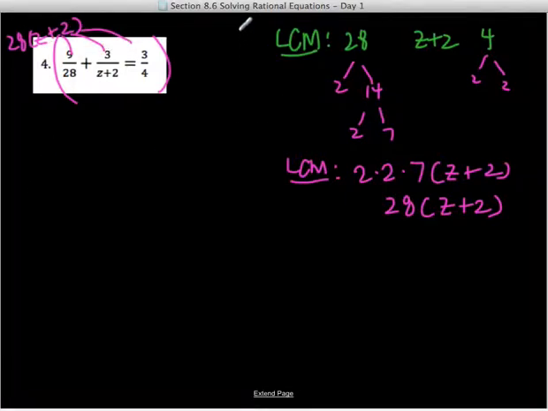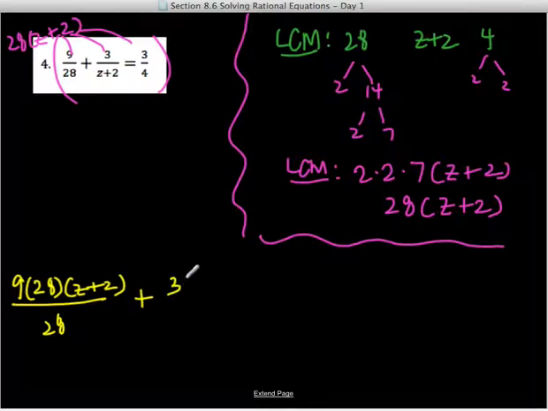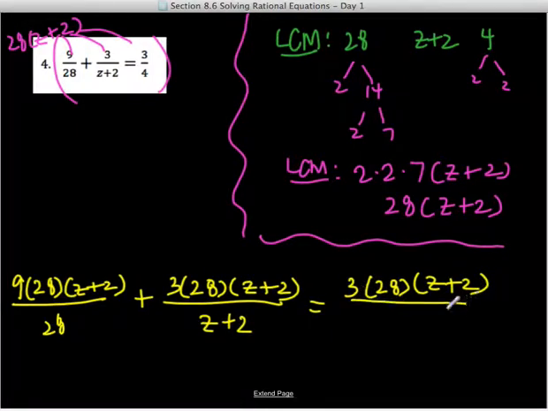Okay, so I have 9 times 28 times z plus 2 all over 28, plus 3 times 28 times z plus 2 all over z plus 2, and that will equal 3 times 28 times z plus 2 all over 4. And now I would simplify.